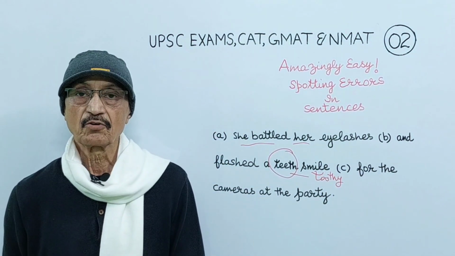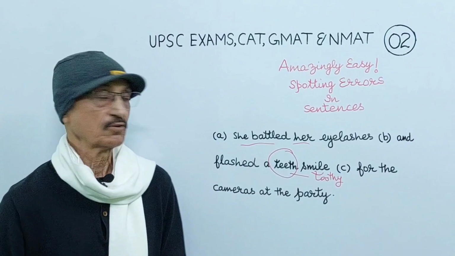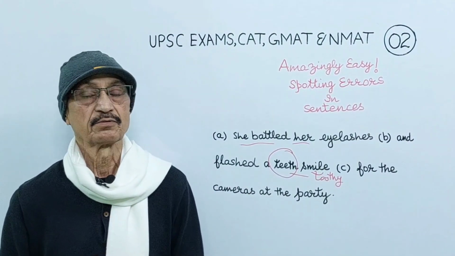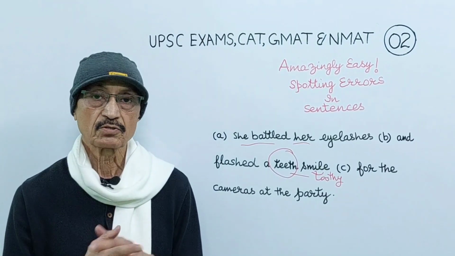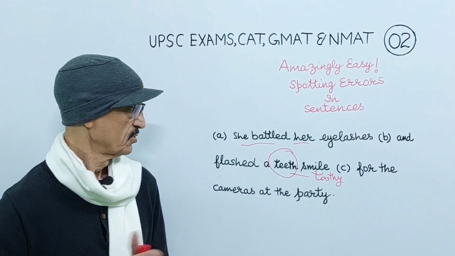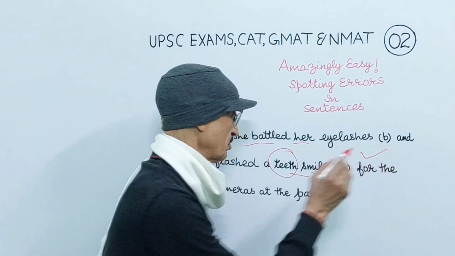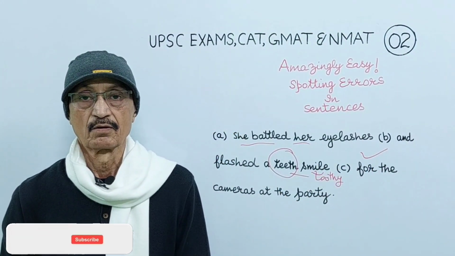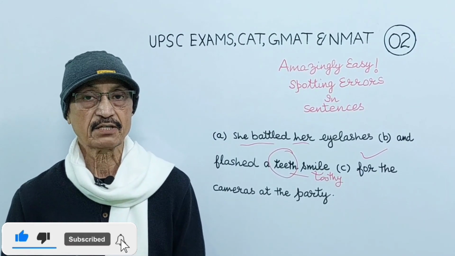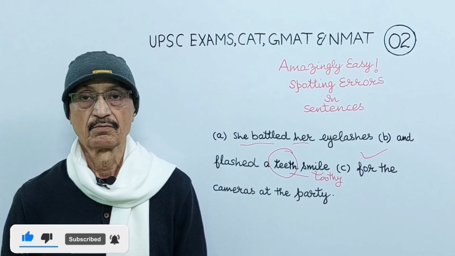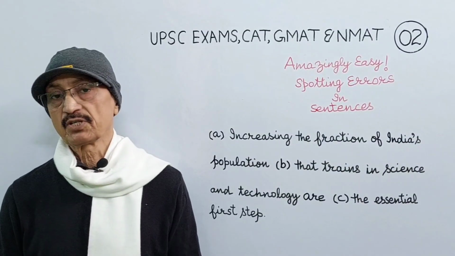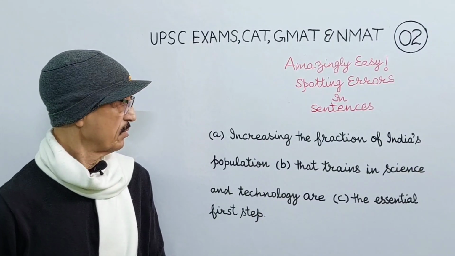Toothy. You will use the adjective here, not teeth. Teeth is a noun. In place of teeth, you should use toothy. So this was the error. C part is correct. So this is the way you should always try to detect an error in the given sentence.